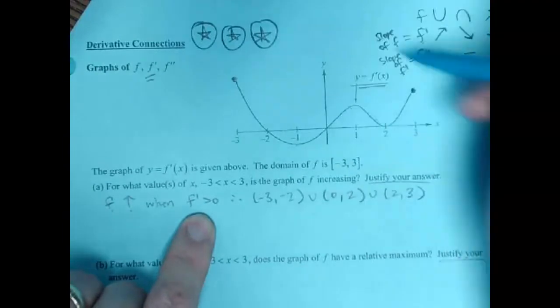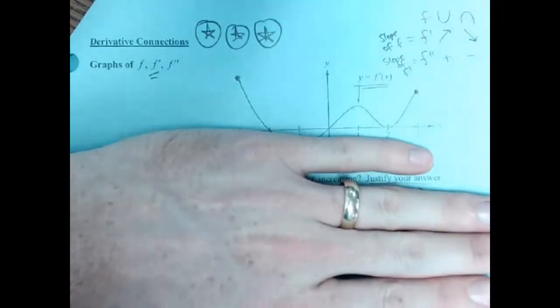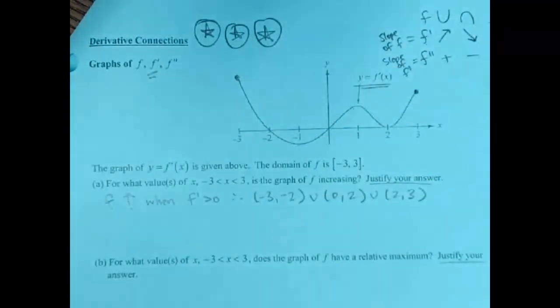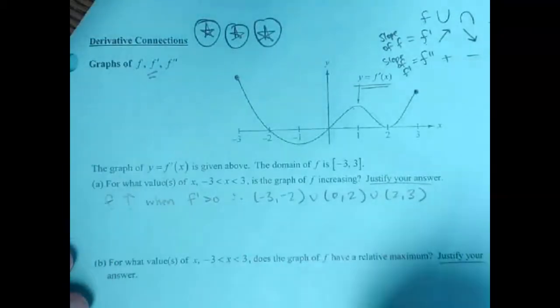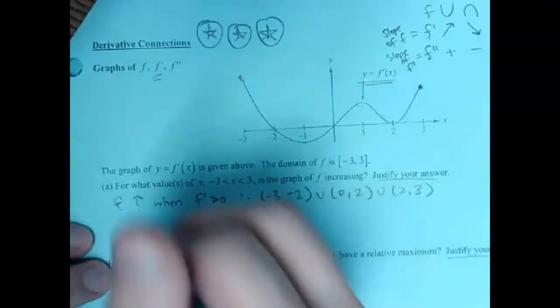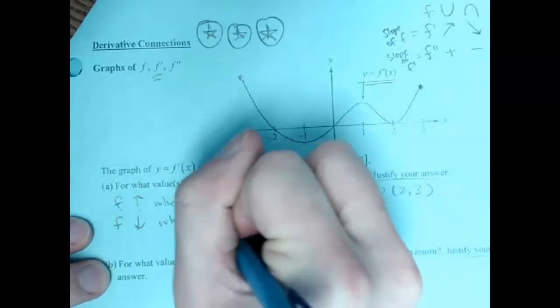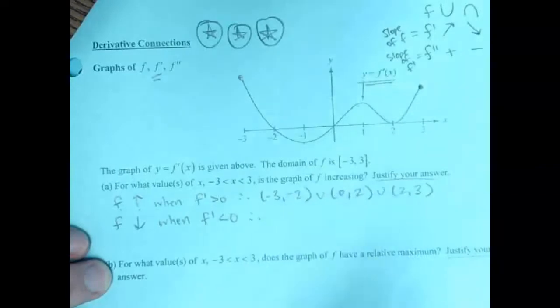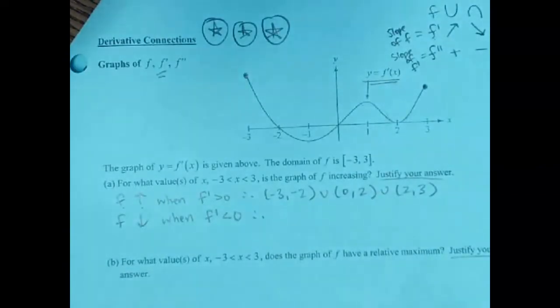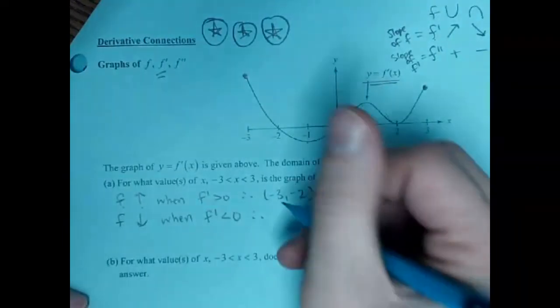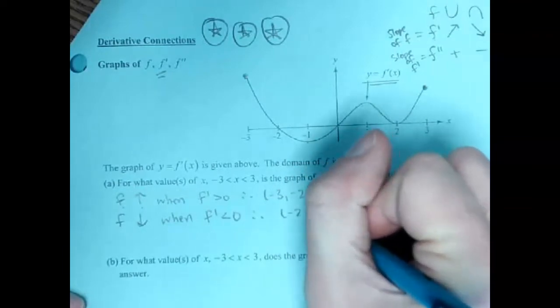This is the derivative, so you just tell me where it is above the x-axis. Now, this question could have just as easily asked for decreasing. So let's do it. F would be decreasing when your first derivative is negative, aka when this graph is beneath the x-axis. So that would just be from -2 to 0.